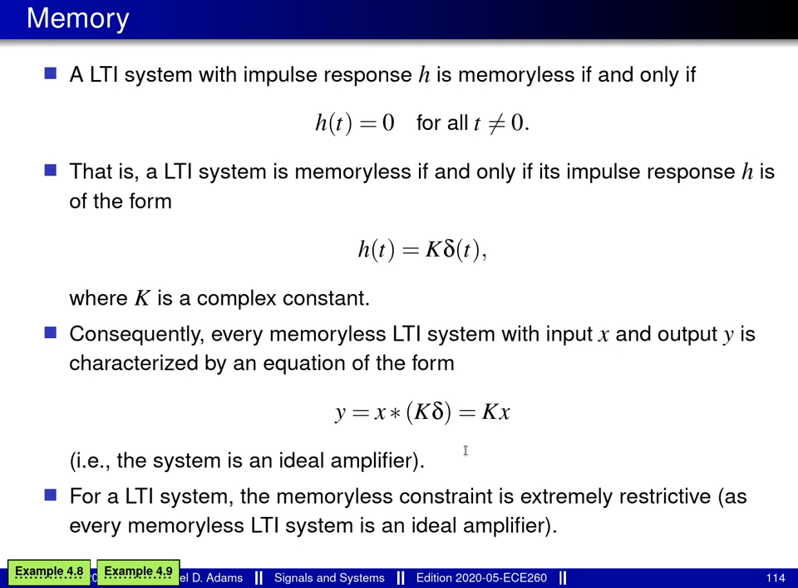So the memoryless constraint for an LTI system is extremely constraining. In other words, if you have an LTI system and it's memoryless, the only thing that it can possibly do is act as an ideal amplifier. And amplifiers are useful in practice for a lot of things, but there's only a limited amount of things that you can do with an amplifier. So practically speaking, the memoryless constraint is quite severe when we're dealing with an LTI system.